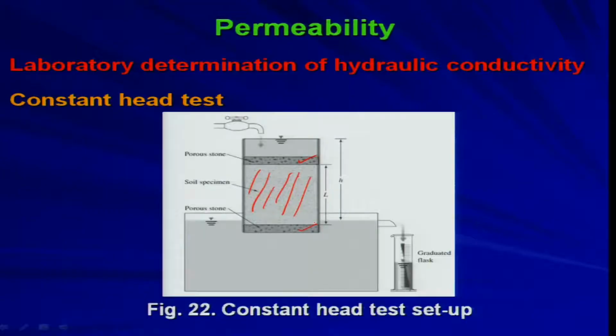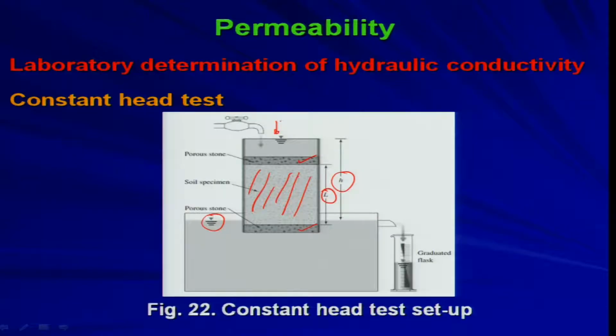Now what we do here is put the water on top of this. This is the water level, and we try to maintain a constant water level at that surface. This soil specimen will be resting on some tank, and this is the water level of the tank. Therefore, this small h is the head difference between the entry level and the exit level, and L is the length of the soil specimen.